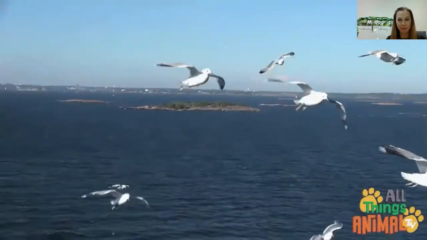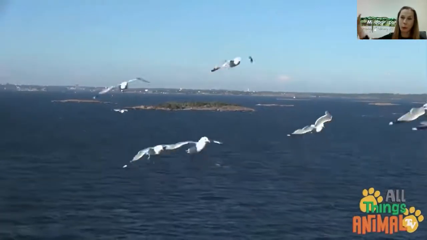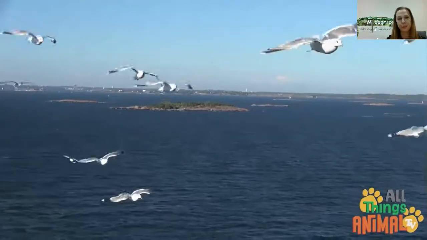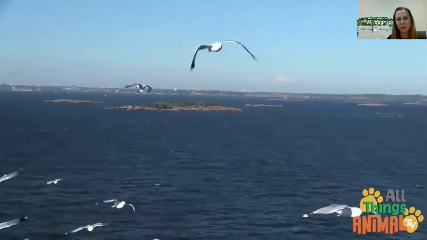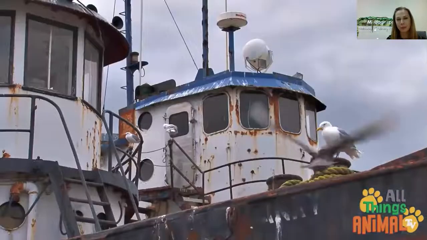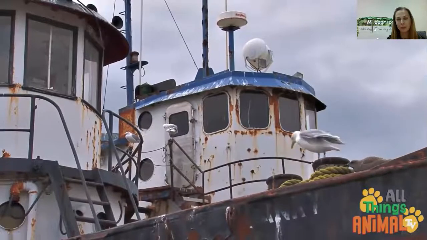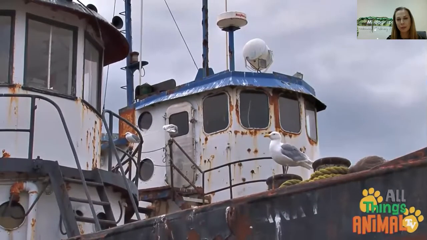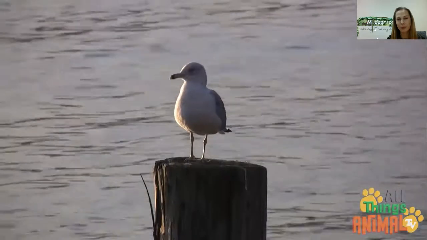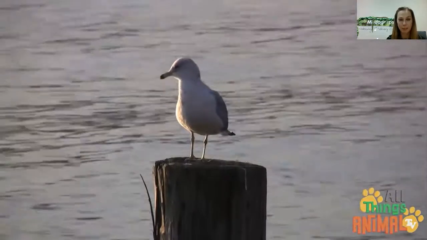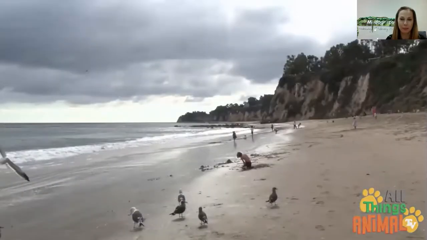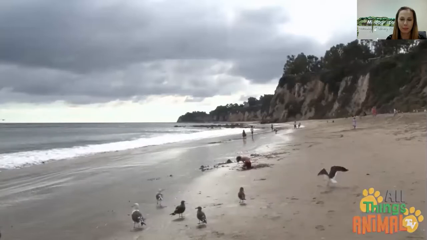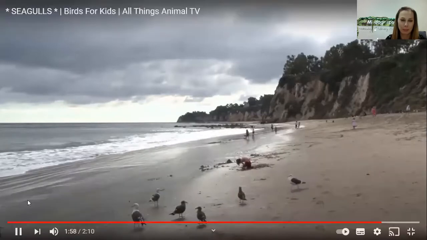They're also great at flying and gliding. And did you know seagulls can drink both salty seawater and fresh water? No wonder they're always at the beach.